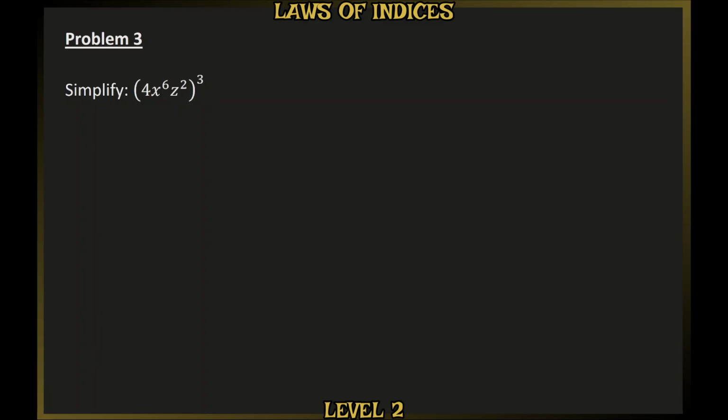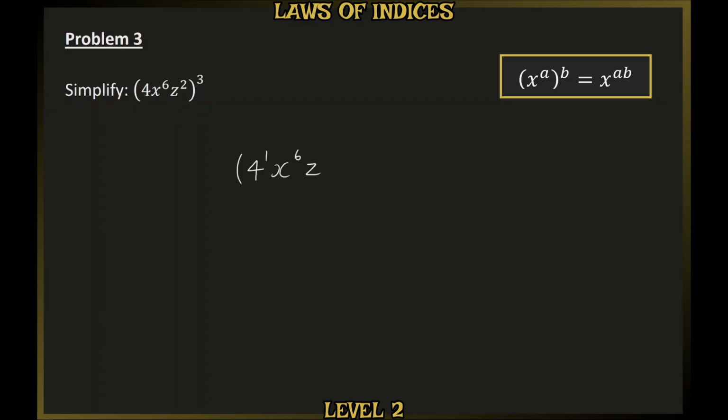In problem 3, we're simplifying 4x to the power of 6, z to the power of 2, all raised to the power of 3. Since we're raising powers to powers here, we're going to use this law, which tells us that when we raise a power to another power, we multiply the two powers together. Before we start, we need to write 4 as 4 to the power of 1. And now we've done that, we can start multiplying our powers together.